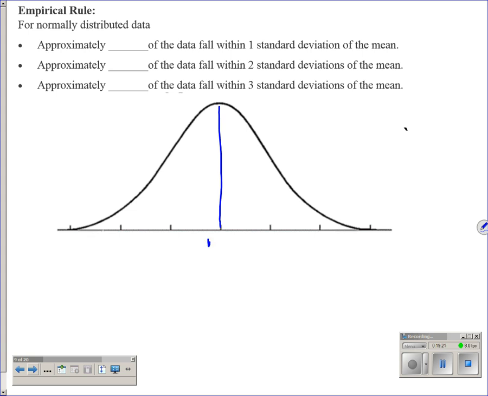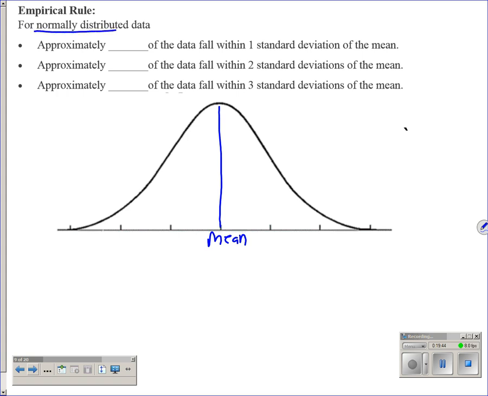This value in the middle is my mean. If I have a normal distribution of data, the mean is always in the middle. That's where a majority of my data is centered around. And as I go away from the mean in either direction, in a positive or negative way, there is smaller and smaller data there. Okay? And less of my data is going to be far away from my mean, which makes sense because the mean is the average.